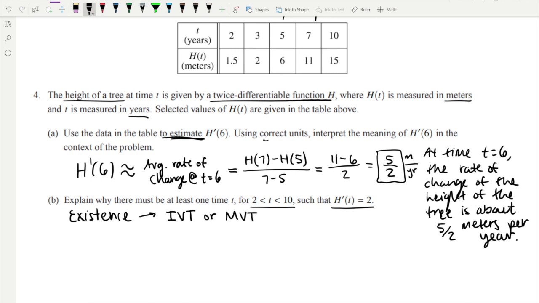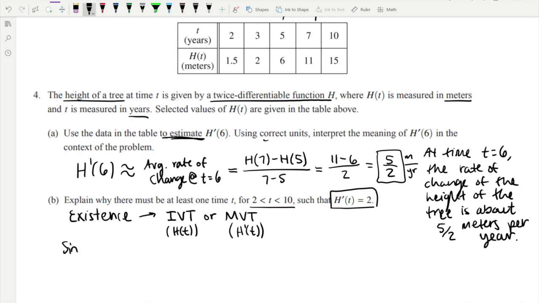One of the main things to note about the intermediate value theorem is that it tells you something about the actual function. This one would be about h of t. And the mean value theorem tells you something about the derivative of the function. So because we want to know a time exists where the derivative has some value, we want to use the mean value theorem. First question, can we actually use the mean value theorem? We need to be able to satisfy the hypotheses. And the answer is yes, because our function is twice differentiable. That tells us that it's also continuous.